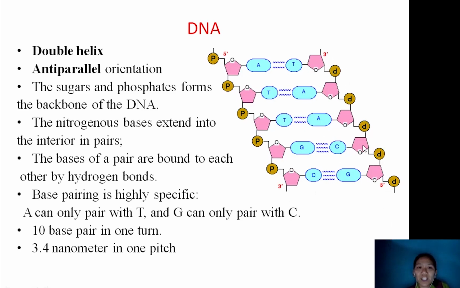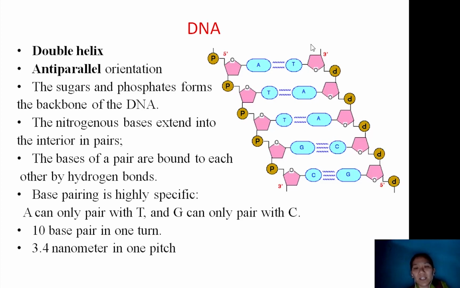So the direction is opposite, but the orientation is parallel. Such a DNA, we call this anti-parallel orientation. They are parallel, but the direction is opposite. 5 prime to 3 prime here, it's running from 5 prime to 3 prime here, but here it is from 5 here to 3 here. So they are opposite in direction. So anti-parallel.